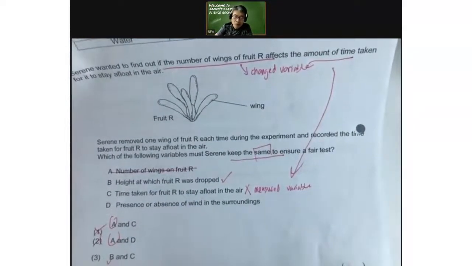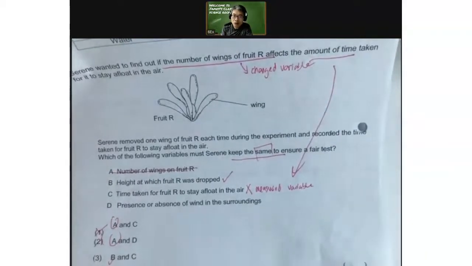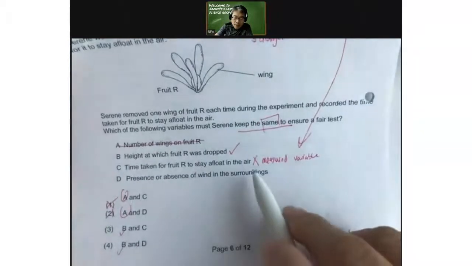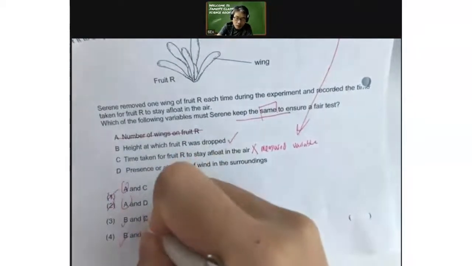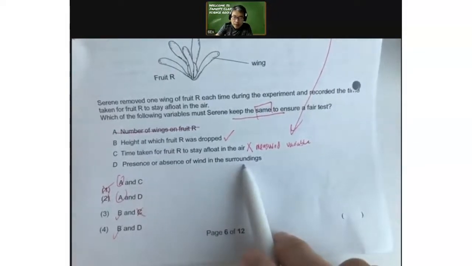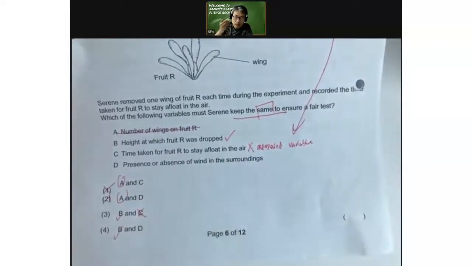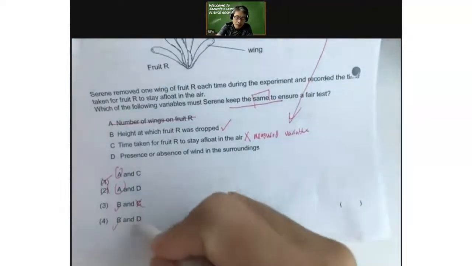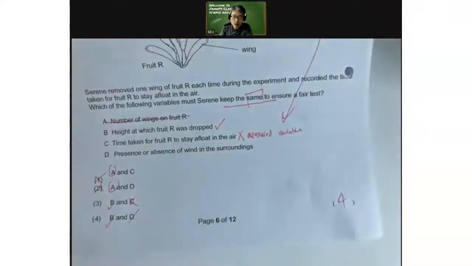Time taken to stay afloat will not be the same. You can't control it. That's the result. So C cannot stay the same. This is wrong. D must stay the same. Whether it's a windy environment or not windy, you must conduct it in the same environment, preferably in a place where there's no wind. So the answer is 4 for question 9.